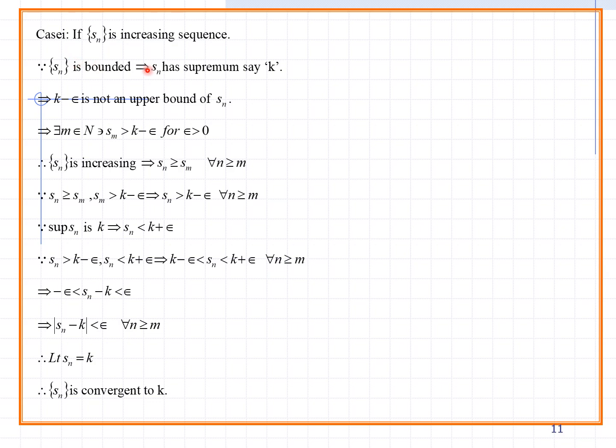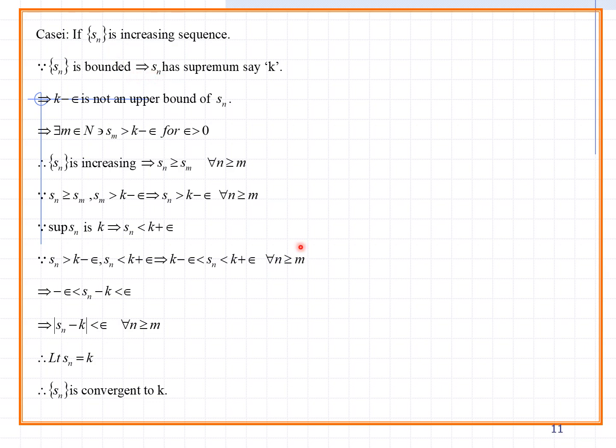If Sn is an increasing sequence, monotone means what? Either increasing or decreasing. Let us see increasing. So once it is an increasing sequence and it is bounded, you can say it is convergent. But you can see how. Sn has a supremum, say k. So what you can consider is that it is bounded.